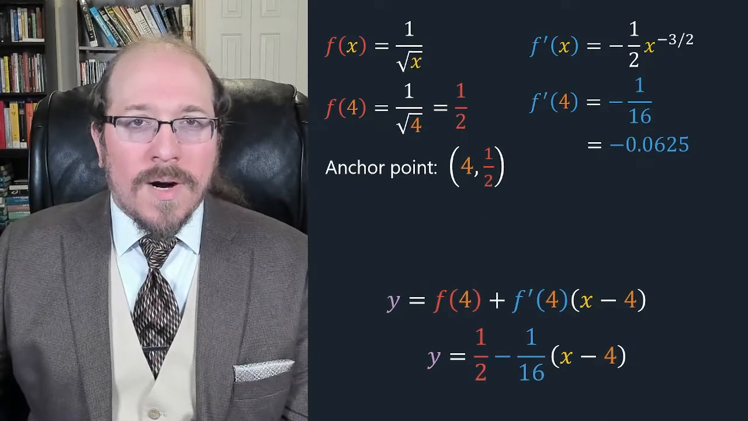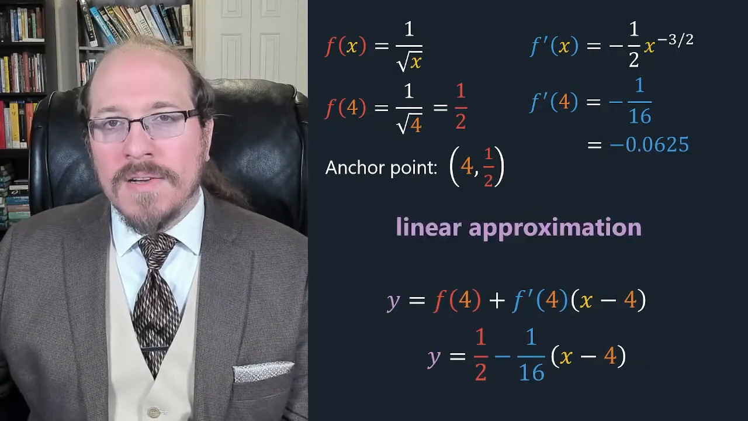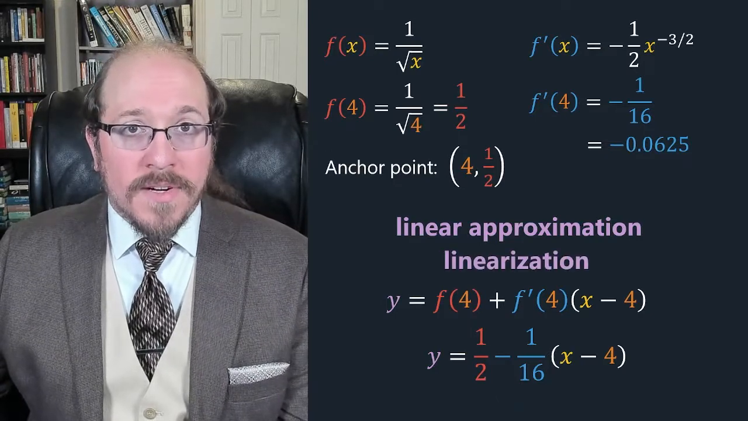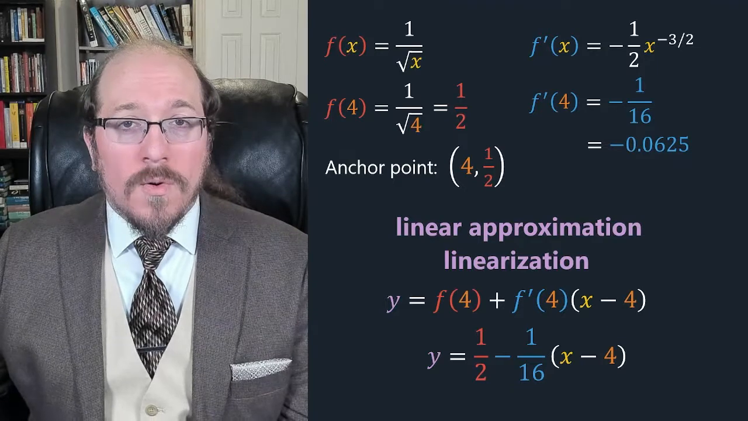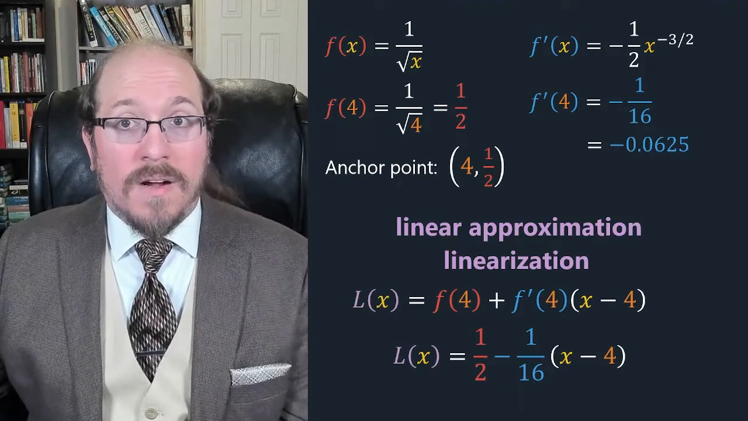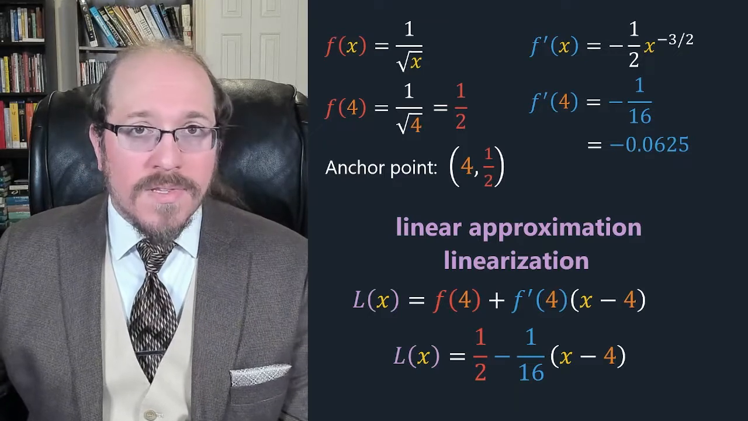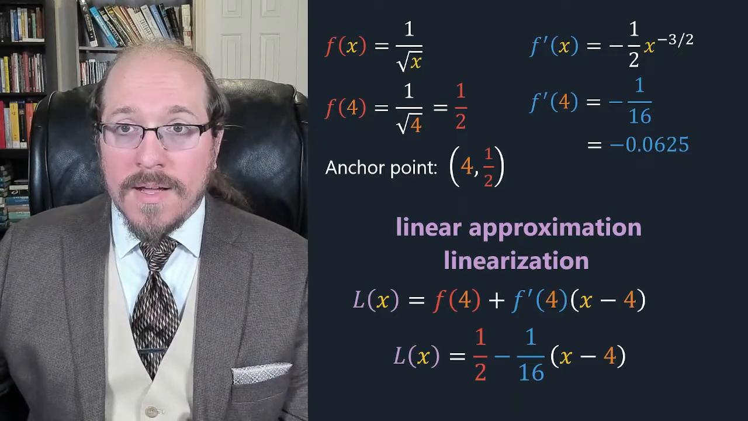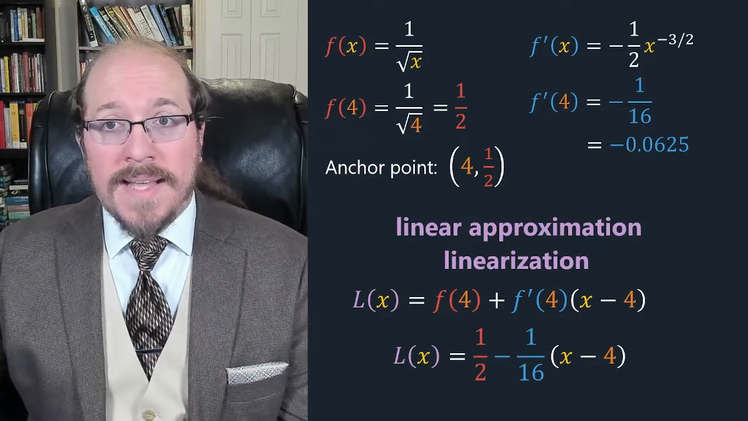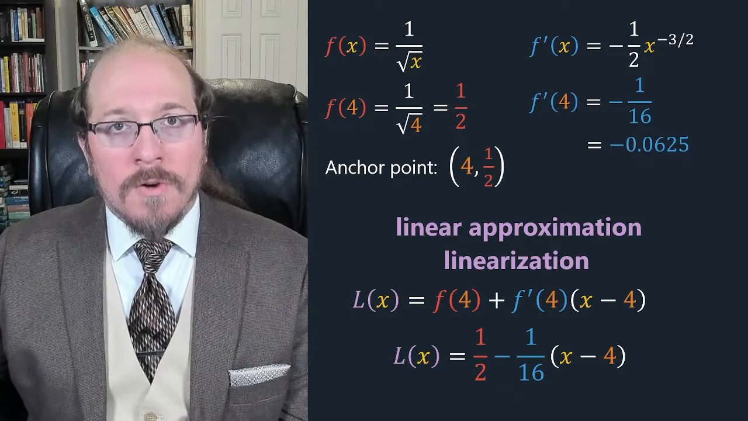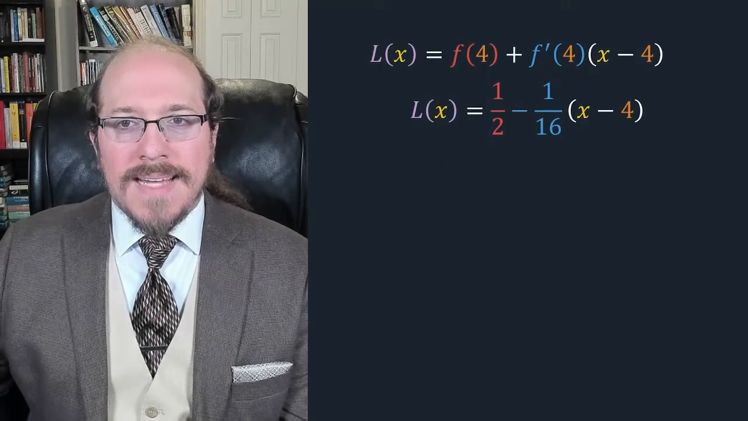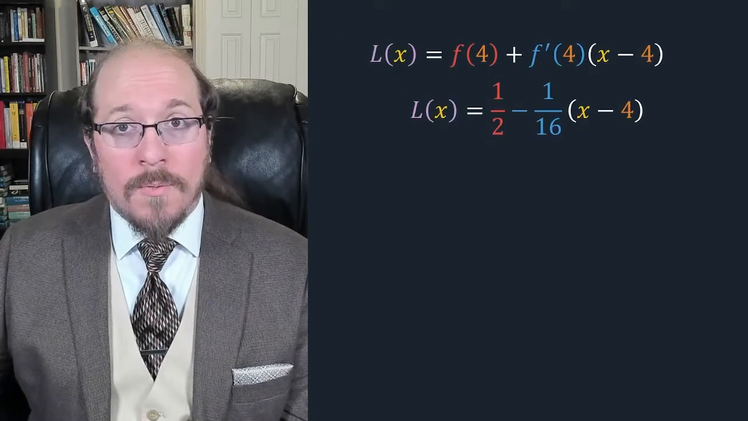If we solve for y, we get what's called the linear approximation, or sometimes the linearization of our inverse square root function at x equals 4, which now we'll write as L of x to stand for the linear approximation. In other words, if x is very close to 4, then the linearization is very close to the original function. L of x is very close to our original f of x. So let's use this to estimate the inverse square root of 4.1.